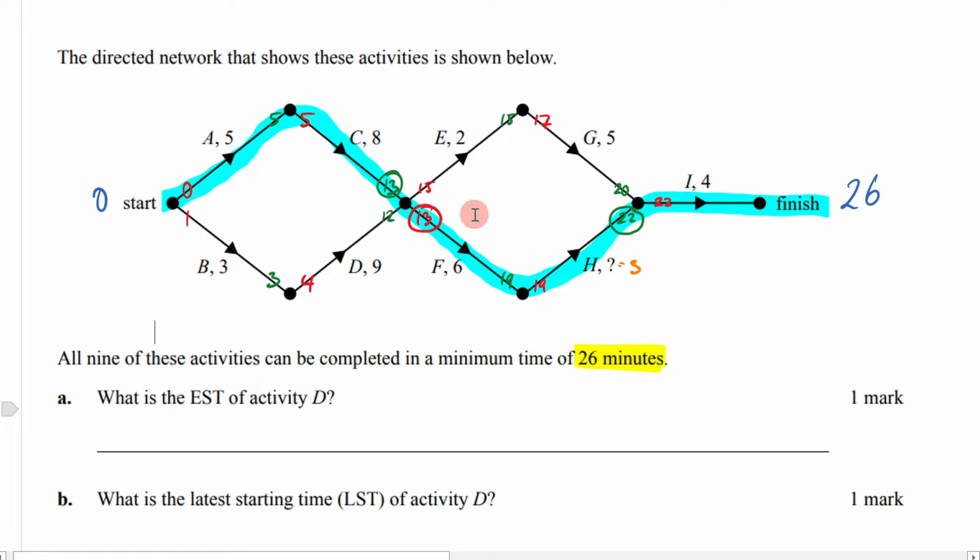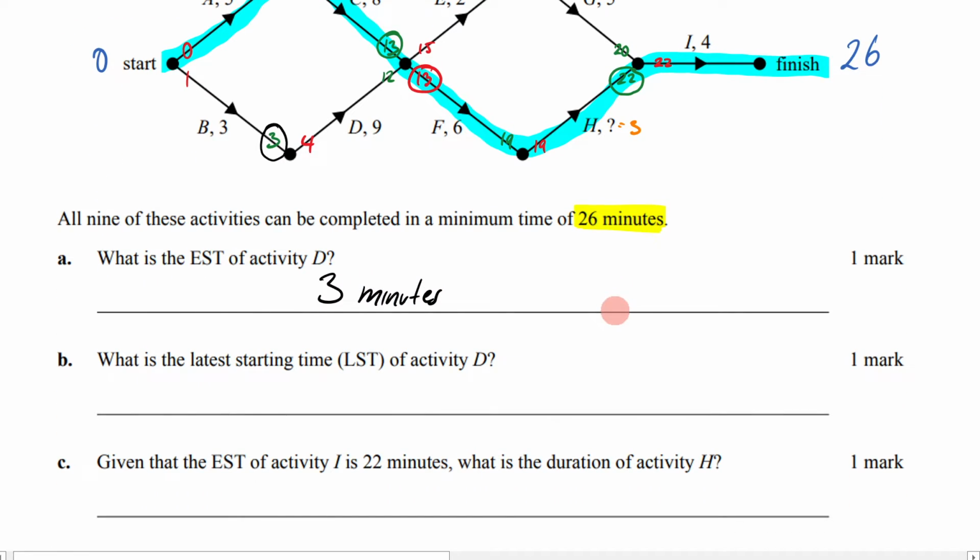I've done my forward scanning. I've done my backward scanning. I've identified my critical path. Now it says, what is the earliest start time of activity D? Well, you simply look at D here. Here's activity D. Your early starting time is going to be here. It's the green number. So it's going to be 3 minutes.